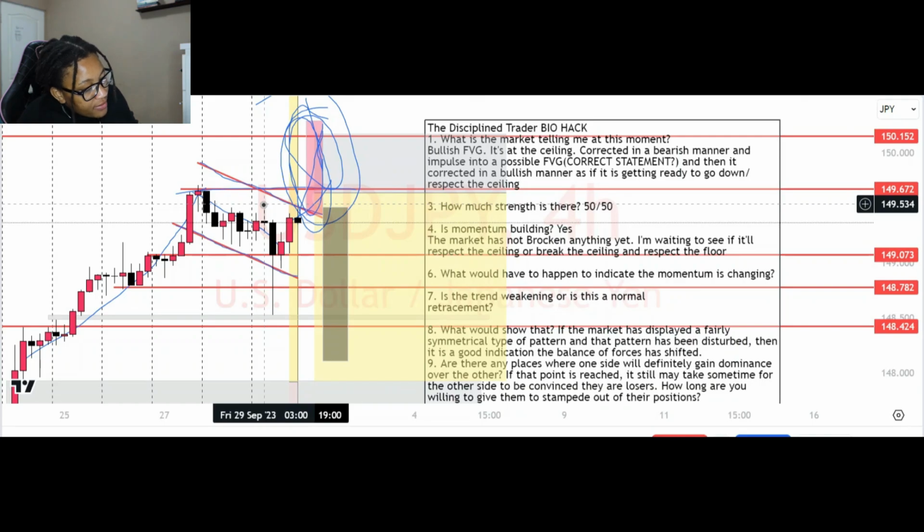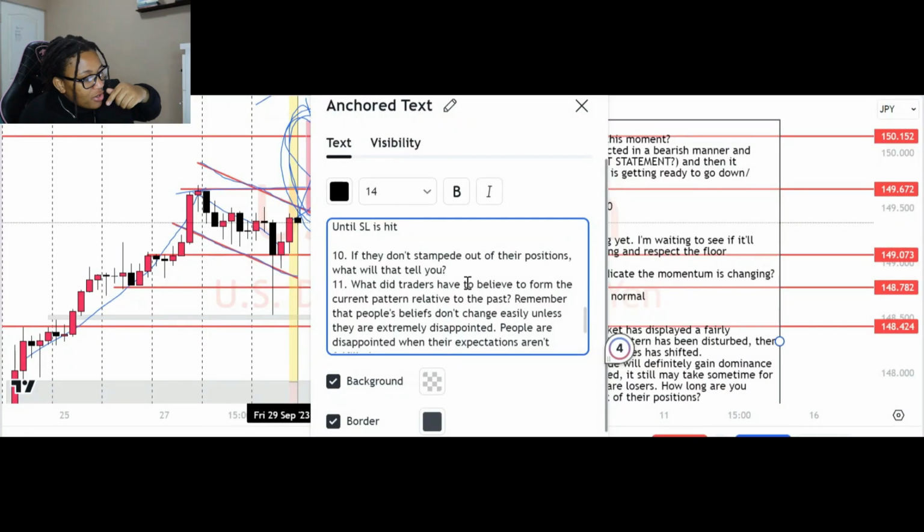So now he says, how long are you willing to give them to stampede out of their positions? For me, I would answer this question by saying that until I hit my stop loss. If they don't stampede out of their positions, what will that tell you? So if you are in a position and you are in loss and you're not exiting, usually what would be going through your head? Would you be revenge trading, or would it just be you trading the way that you trade? And if that's the case, man, I don't want to be the one to say it or discourage you, but that's the wrong way to trade, because you gotta manage your risk.